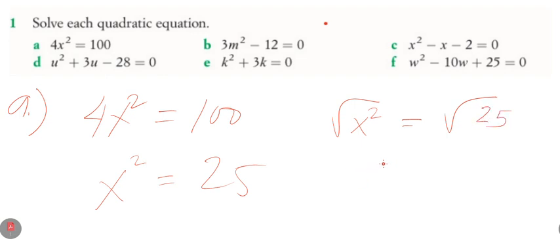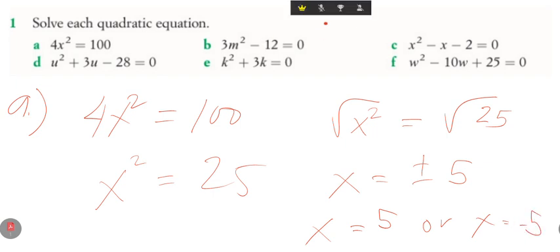So that's going to give us the answer of x equals, we know that the square root of 25 is positive or negative 5. Or we can write it down as x equals positive 5 or x equals negative 5. So that is how we solve this one.